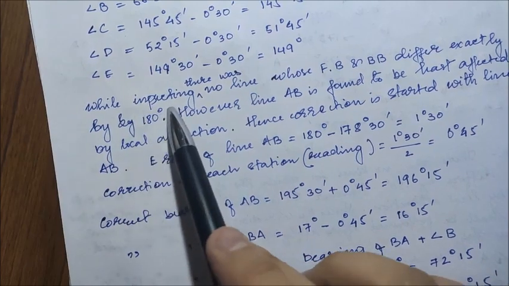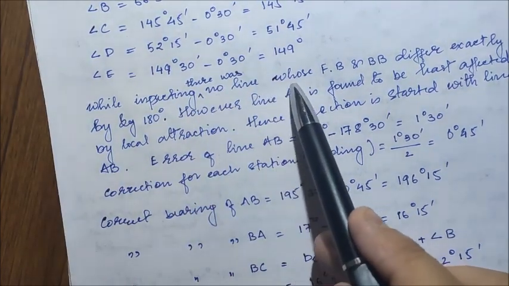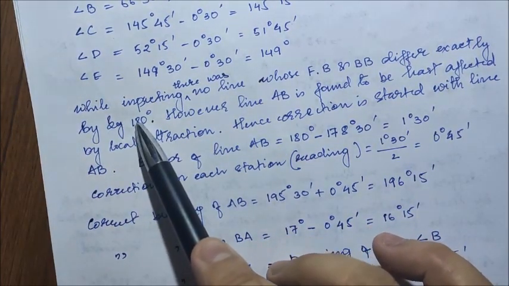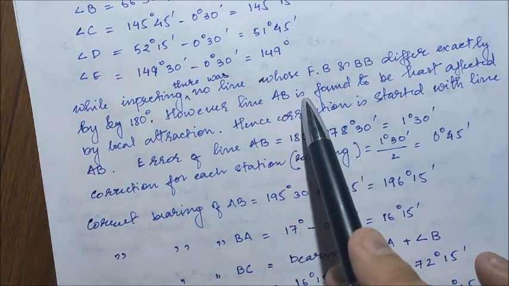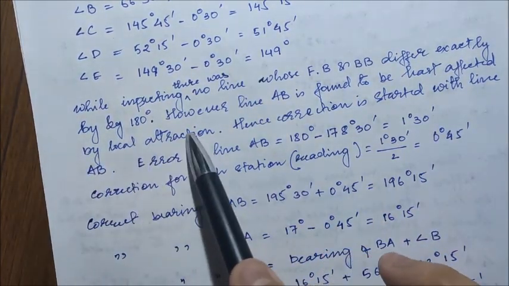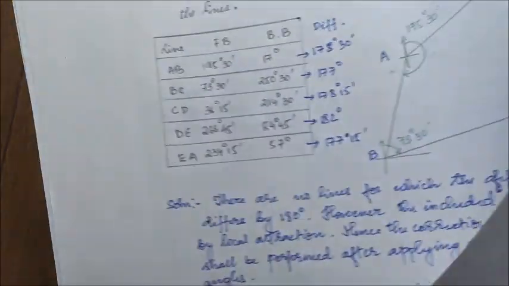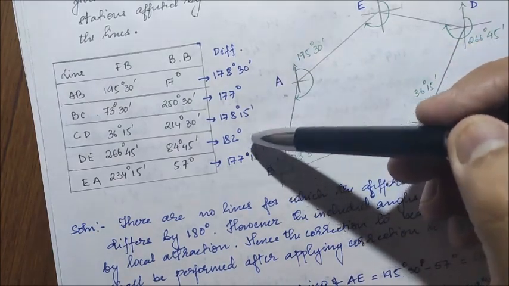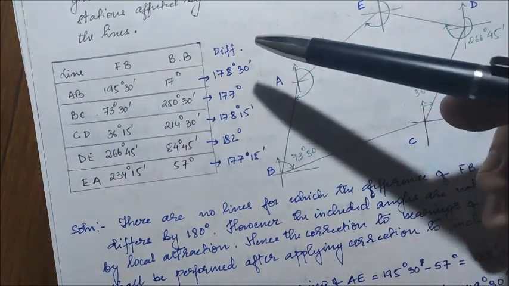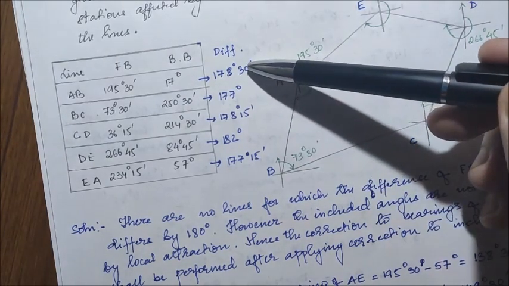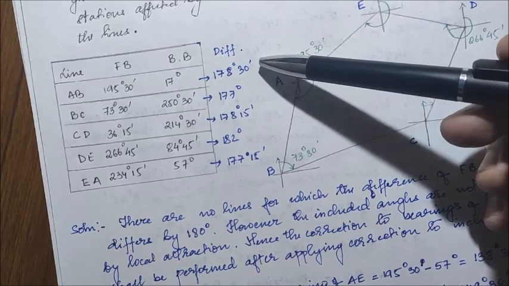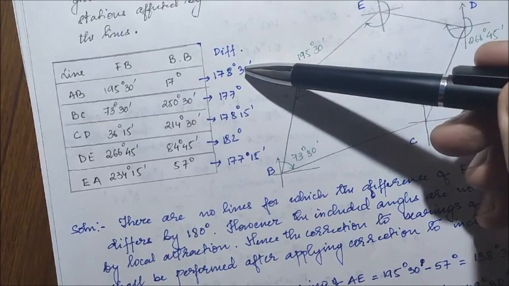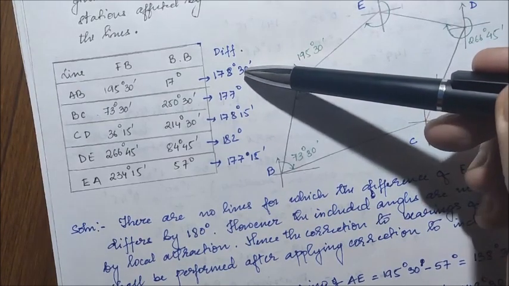Now while inspecting, there was no line whose fore bearing and back bearing differ exactly by 180 degree. However, line AB is found to be least affected by local attraction. So now while finding the difference, we got this difference for each fore bearing and back bearing of each line. Thus the value which is nearest to 180 degree is found to be the value for AB, that is 178 degree 30 minutes, which is the nearest to 180 degree.